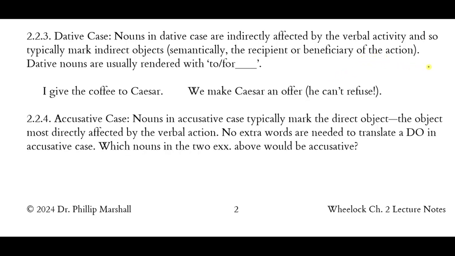Dative nouns are usually rendered with the keywords to or for, followed by the meaning of the noun in the dative case. So again, when a noun is used in the dative case by itself without a Latin preposition in front of it, you can translate that dative case noun using the word to or for in English. You're adding that. So, I give the coffee to Caesar. In Latin, I give the coffee Caesar, but if Caesar is in the dative case, then I'm going to translate it as to Caesar. Or in the second example, the word Caesar is the indirect object.